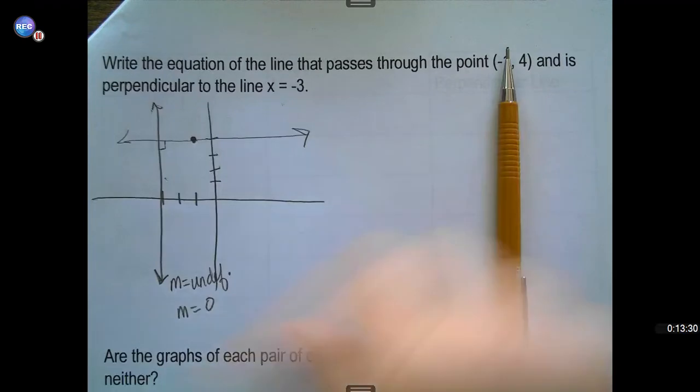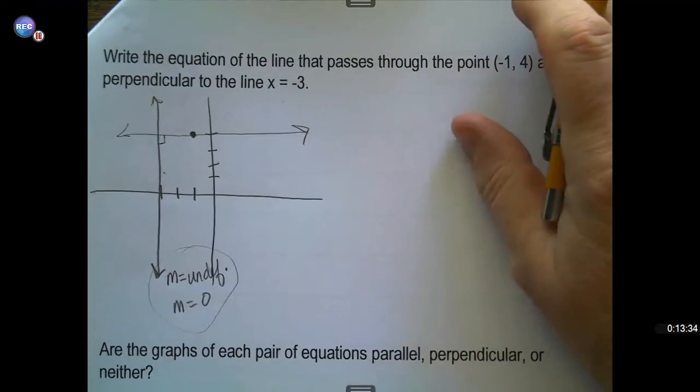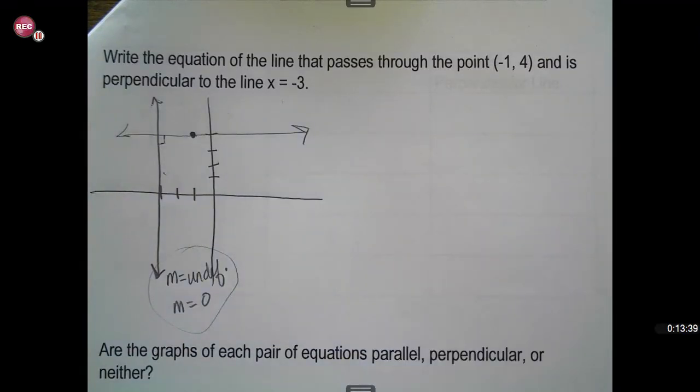And if you don't get this, that's okay. Because if you just think about it, what's going to be perpendicular to a vertical line? A horizontal line. What's going to be perpendicular to a horizontal line? A vertical line. Okay? So, that's that.